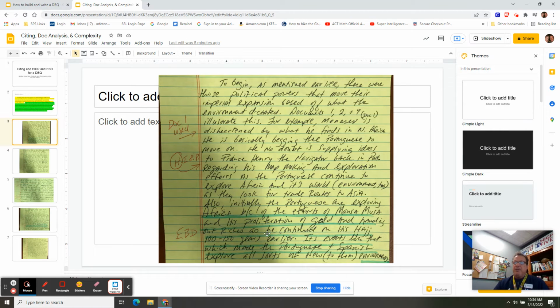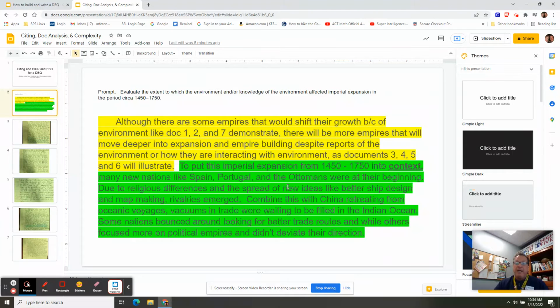Anyway, so this is our EBD. This is our evidence beyond the document. This is a good piece of evidence beyond the document. It's events like that which made the Portuguese and the Spanish explore all sorts of new-to-them environments. Boom. I got to keep talking about environments. I'm talking about environments, and I'm talking about what led people to go to those environments. Notice I didn't mention this stuff up here in my context.